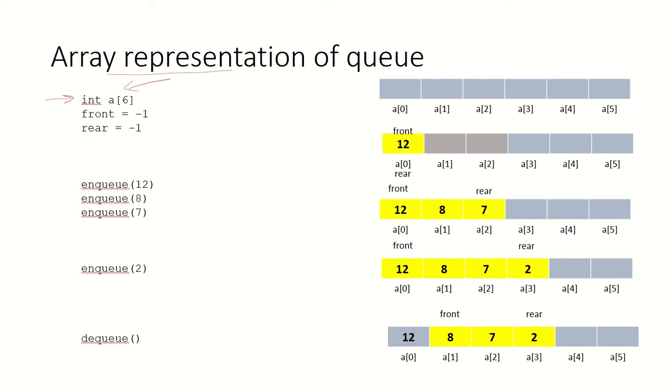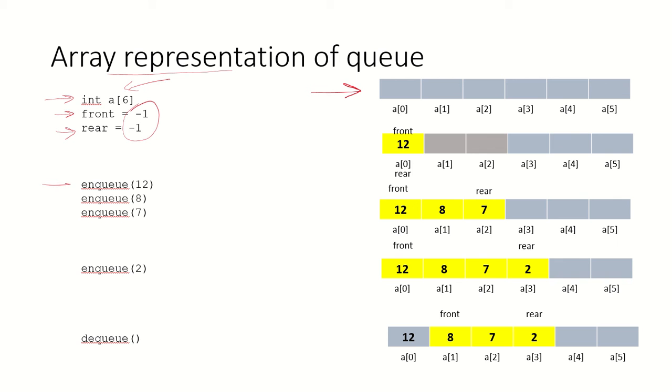We need two pointers. One is the front pointer, which will be pointing to the front of the queue, and one would be pointing to the rear of the queue. Since currently our queue is empty, both are initialized to -1. So front and the rear variables both are -1.